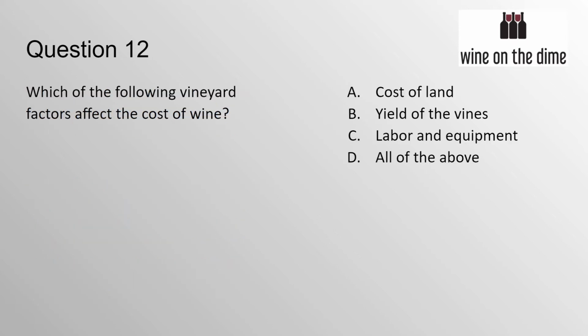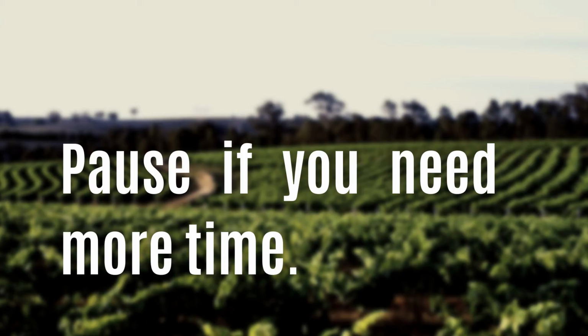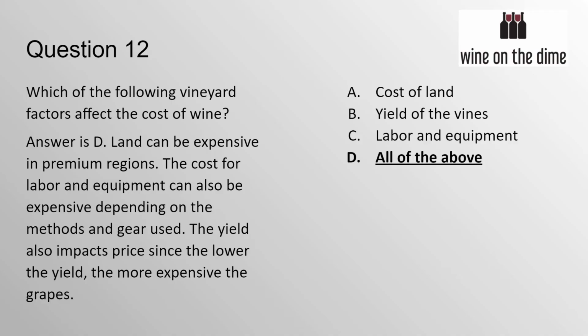Question 12. Which of the following vineyard factors affect the cost of wine? Cost of land, yield of the vines, labor and equipment, all of the above. Okay, so this one's gonna be easy. This one's D. The land can be expensive, especially in premium regions. If you're getting an acre of land in Burgundy, for example, good luck. I hope you can afford it.